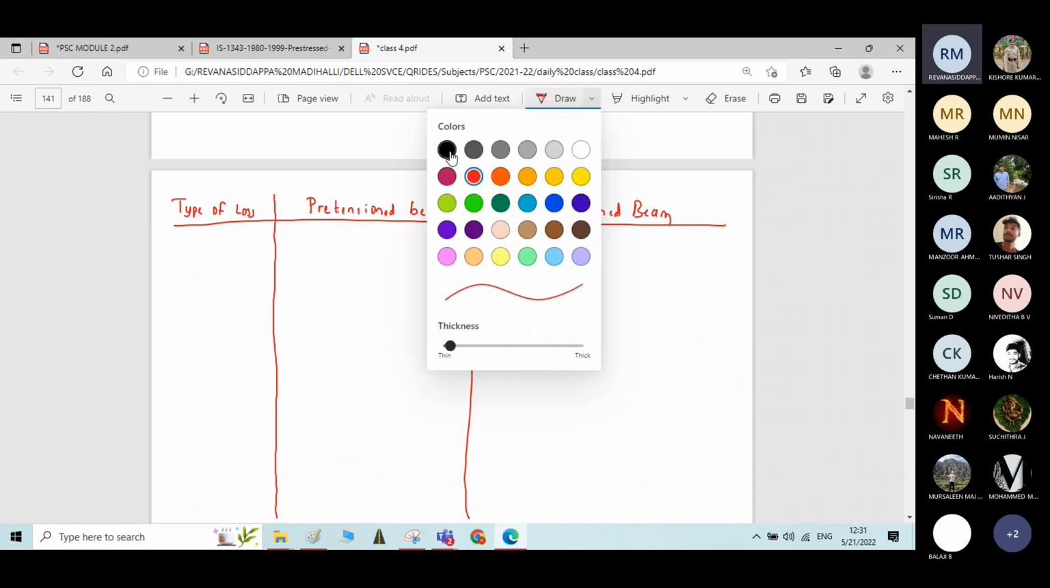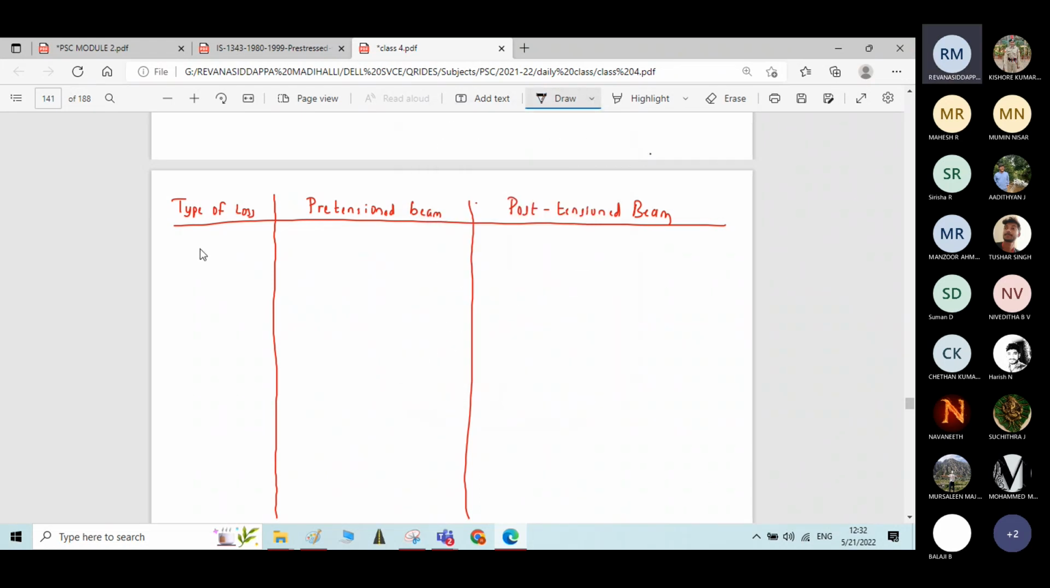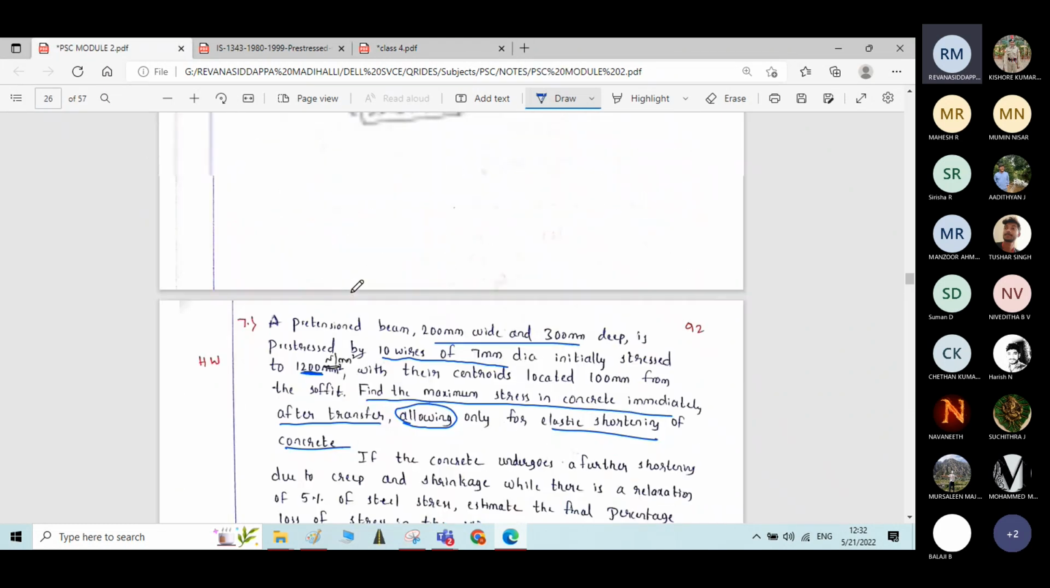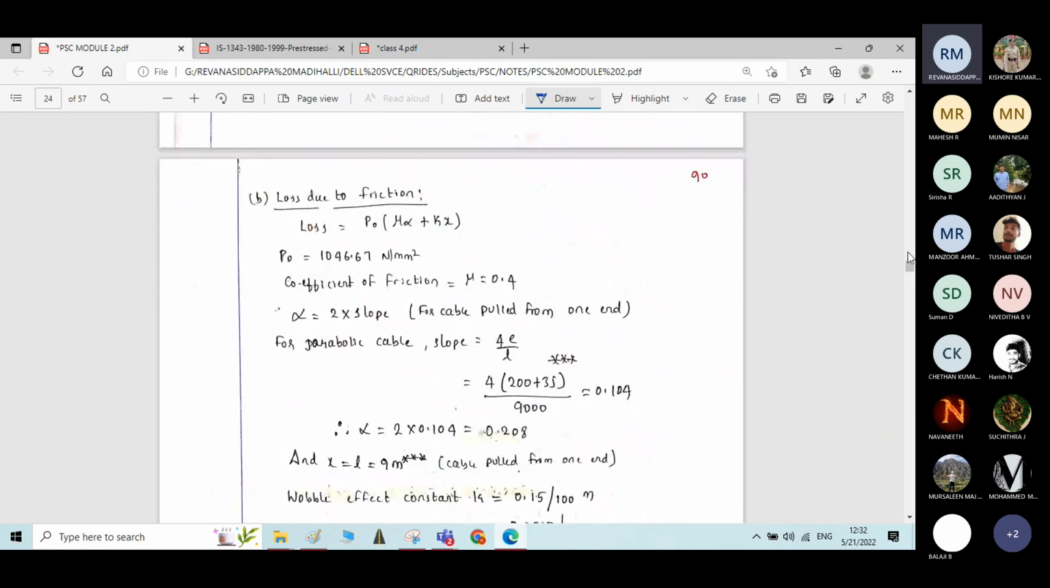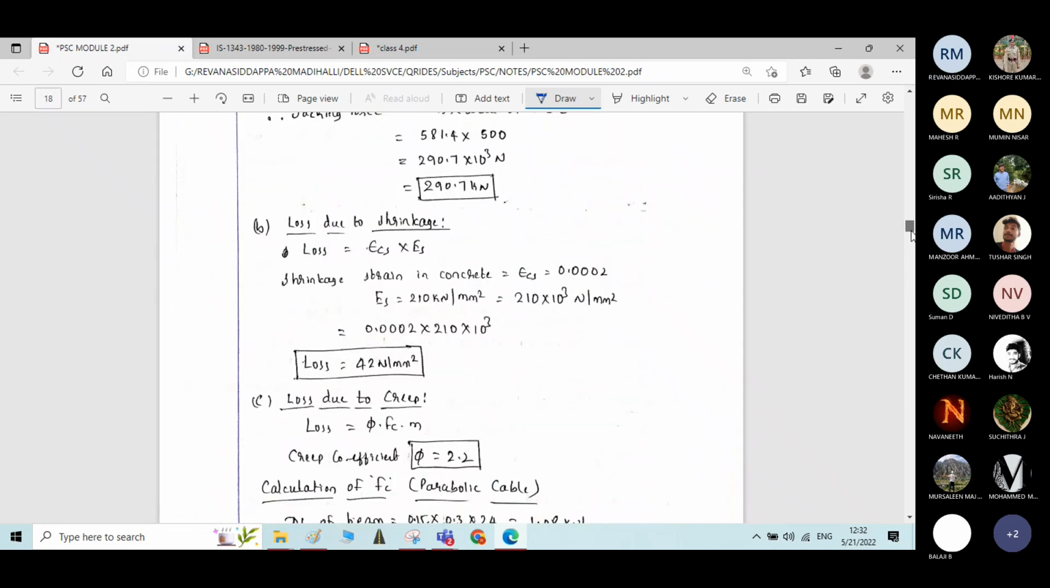Now we will calculate each and every loss one by one for each type of beam. Okay. What is the first loss? We come across loss due to elastic deformation. What is the formula for calculating loss due to elastic deformation? It is M into FC. Correct?